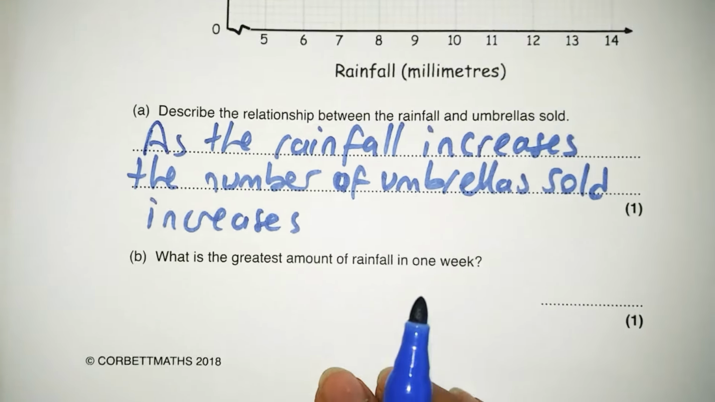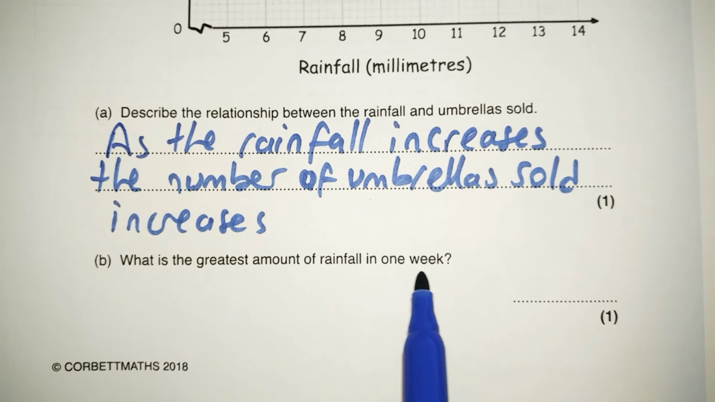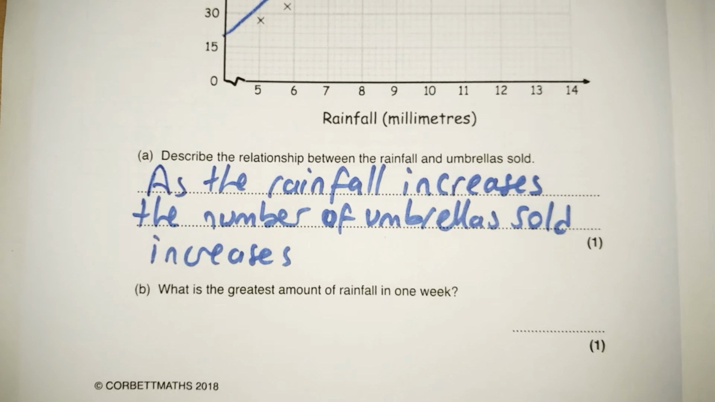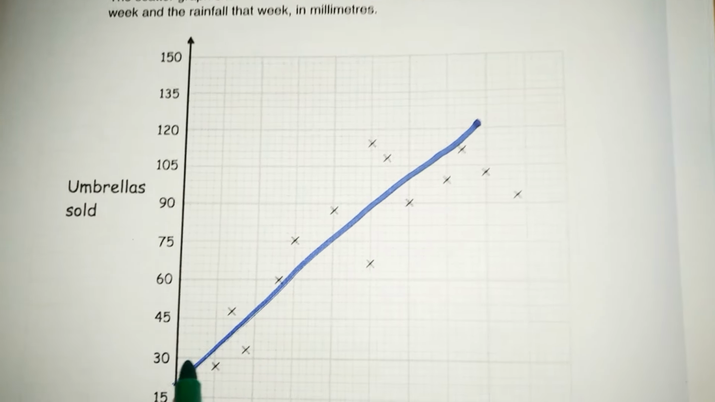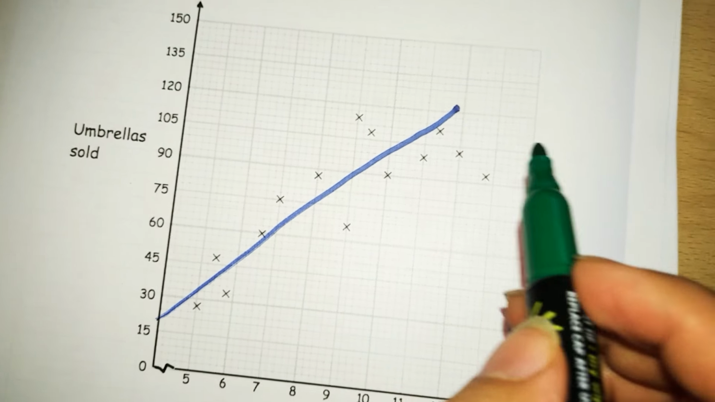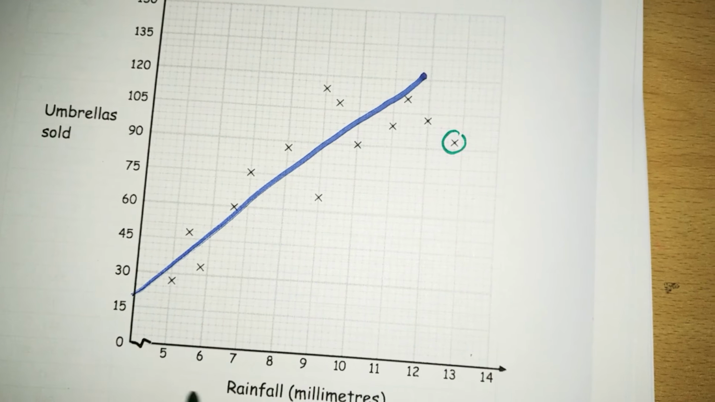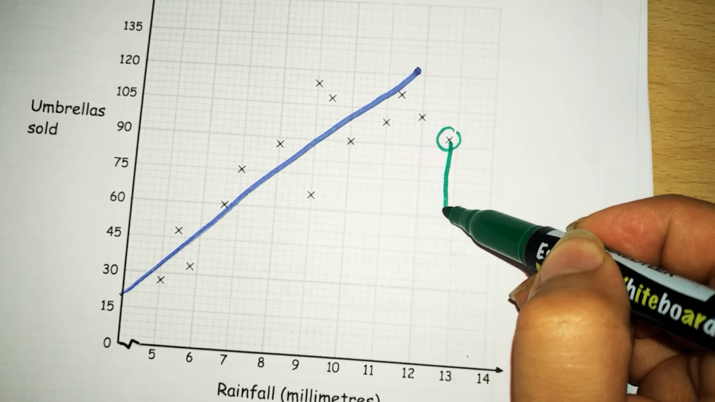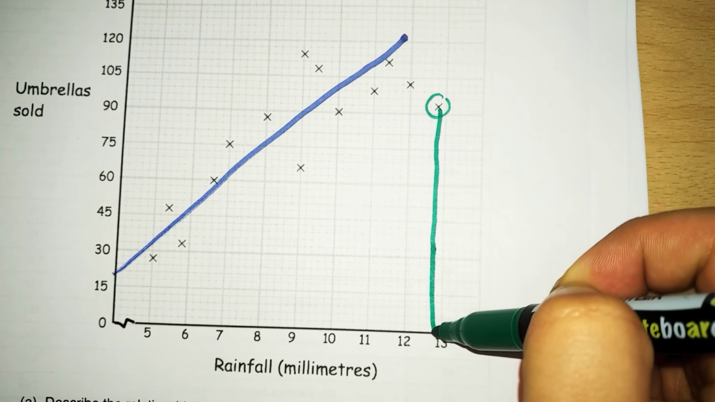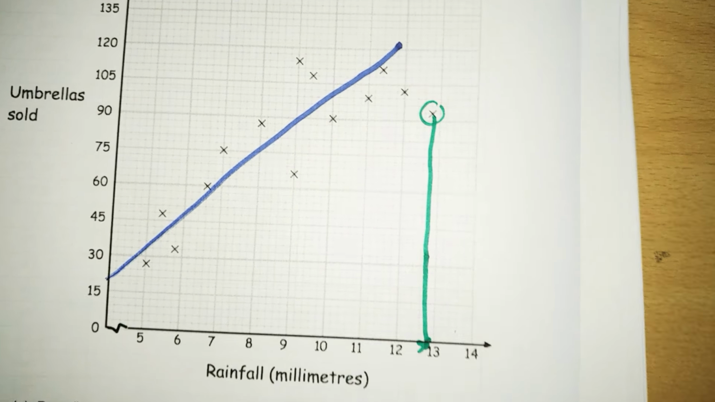The next question is: what is the greatest amount of rainfall in one week? As you see, you need to find the highest rainfall among your observations. Let's see here, this is on the rainfall side, and this is the highest one. So you come down and mark here, and then you work out the details.